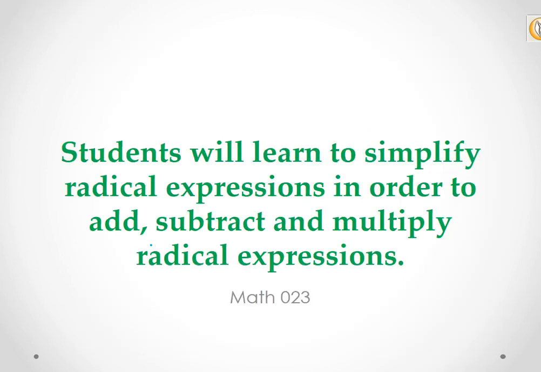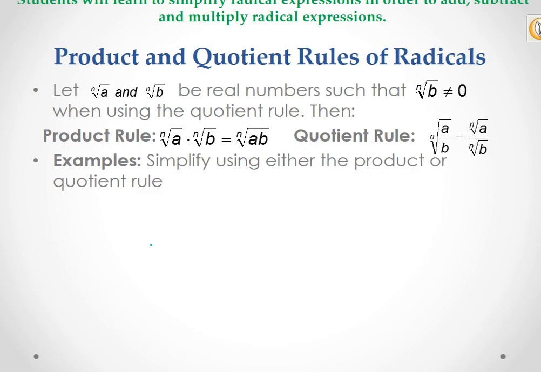Okay? So our objective today is to learn to simplify radical expressions and to add, subtract, and multiply radical expressions. So that's what we're going to do: add, subtract, and multiply. Just a couple reminders. In the product and quotient rule of radicals, I want you to notice that the roots have to be the same. If the roots aren't the same, then we have to get a common root, like we did last class, where we had to rewrite them as rational expressions and get a common denominator.